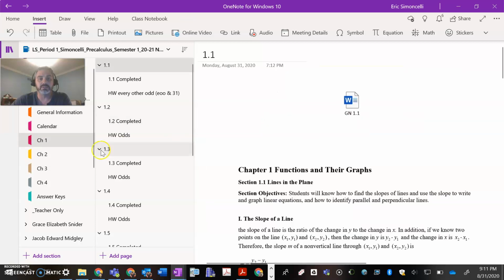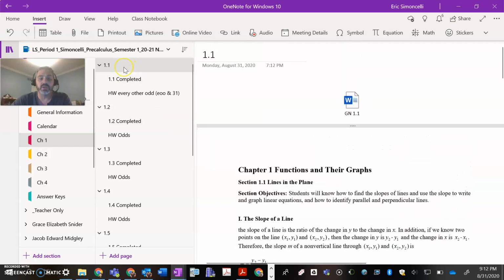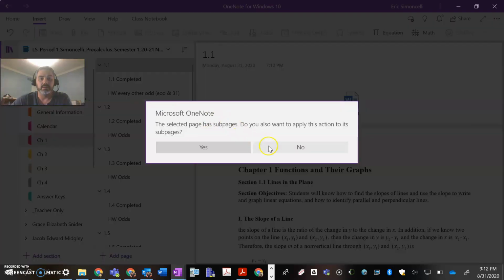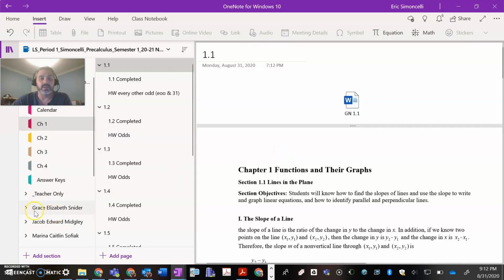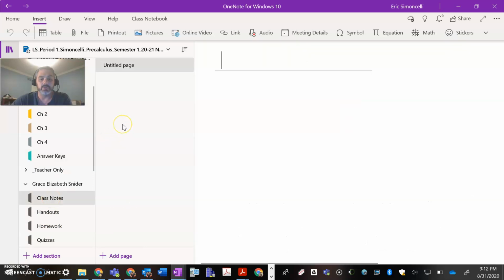If you click on it, it's going to open up in Chapter 1, Section 1.1, wherein you can see a Word document that if you were to click on that, you can print it off if you'd like, and you can write on that. Or you can use your stylus after doing a copy and paste. So if I were to do a copy, and then you go to your name, and then under, let's say, class notes, you wanted to do a paste, you right click and paste.